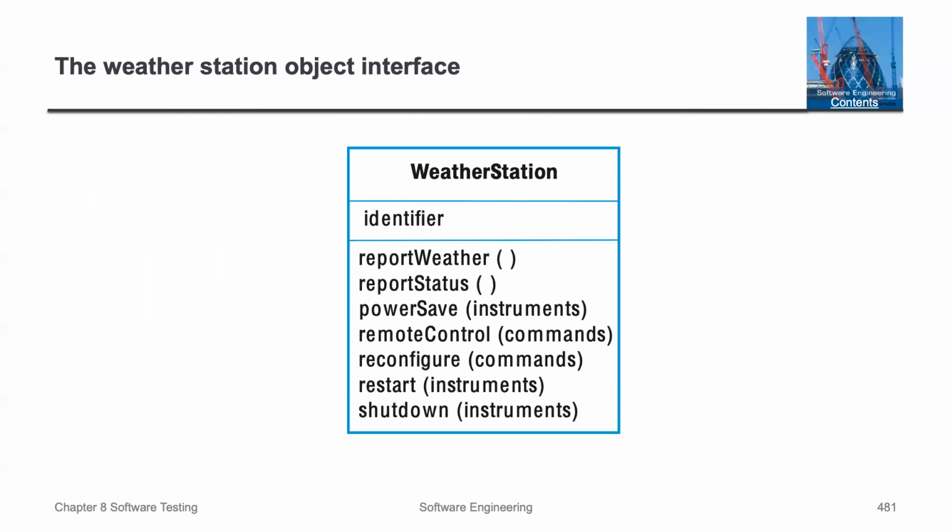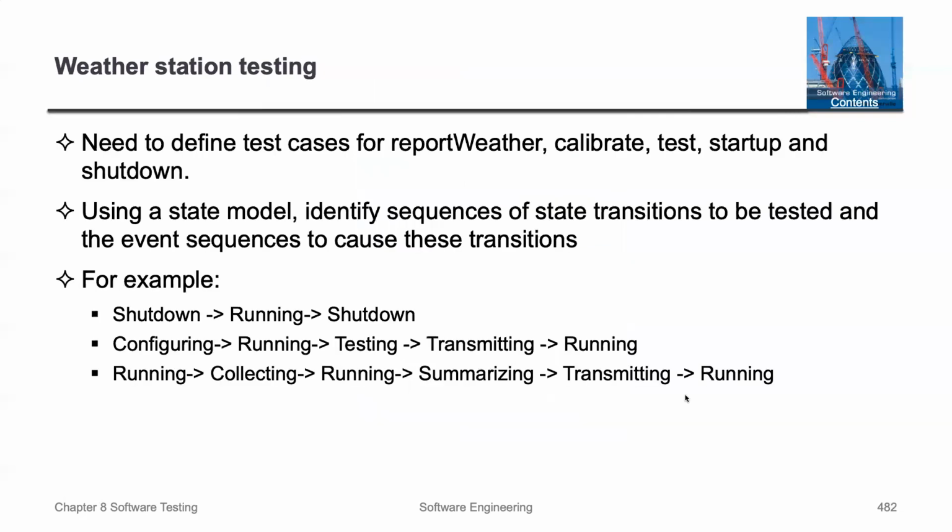So here's an example for the weather station object interface. You have a variety of different things that you're going to have to be exercising: reporting weather status, going into power save, turning on remote control, and then commands to reconfigure, start, and shut down. So those are also the type of things that you would be doing.